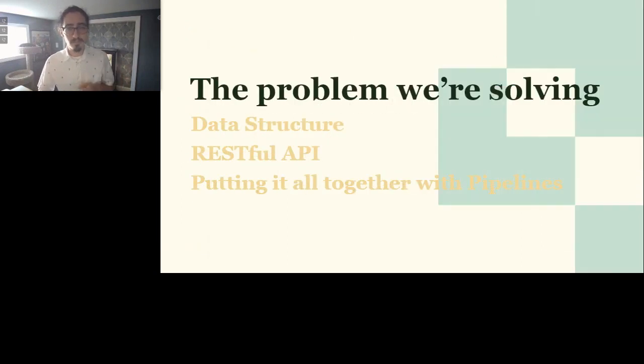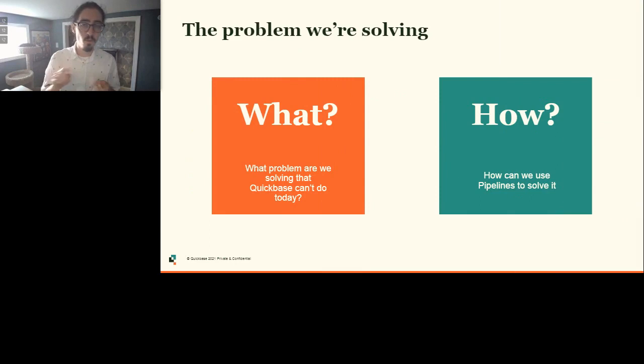We're going to start with the problem that we're solving. So I like to break down problems into a couple of different things. One, you might be asking, what problem are we solving right now that Quickbase natively can't do today, that it can't do with just raw app building prowess. And then we're going to talk about how. So how we can use pipelines to come in and solve these new problems.